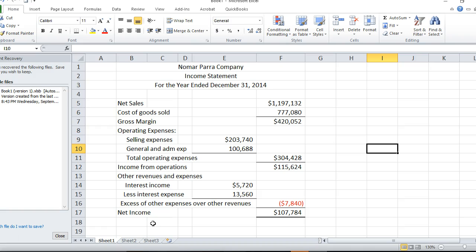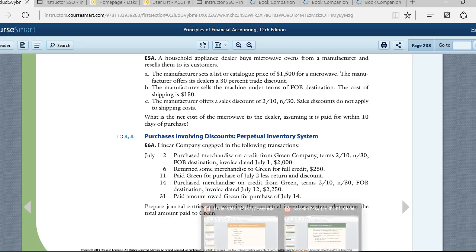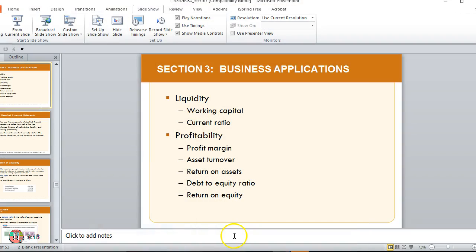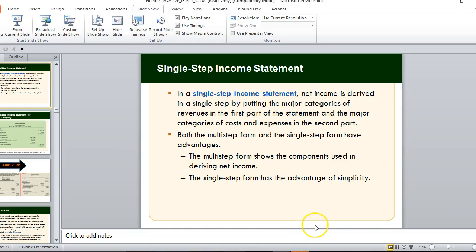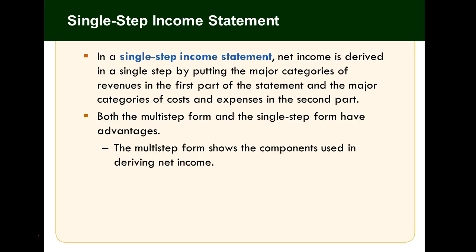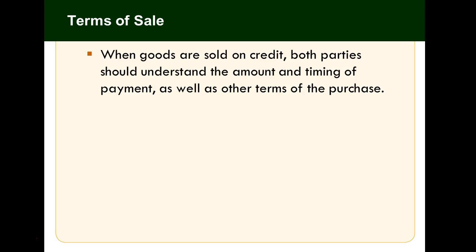Now let's look at E6A. Okay? As we look here at the PowerPoint, we are going to talk about how we record certain transactions.